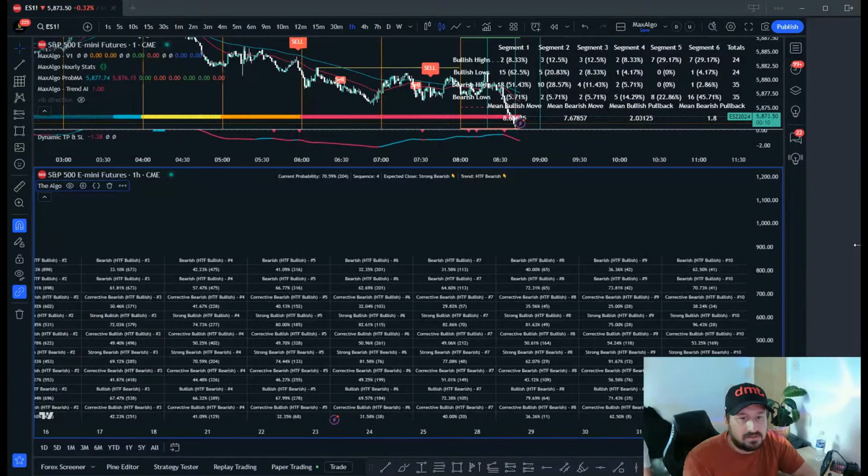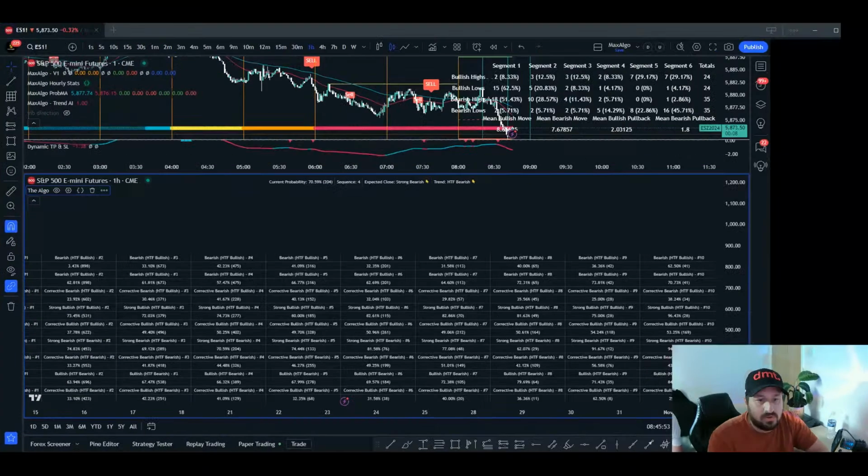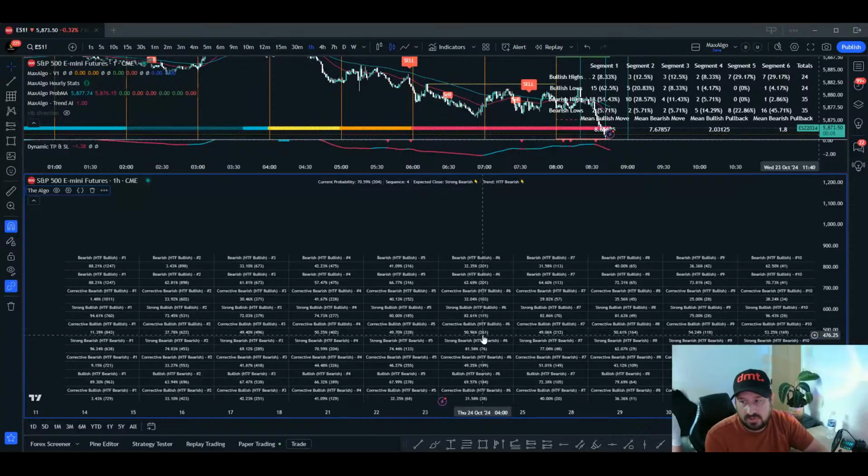Apologies, guys. To get in the Discord and screenshot so that you can look at them off TradingView.